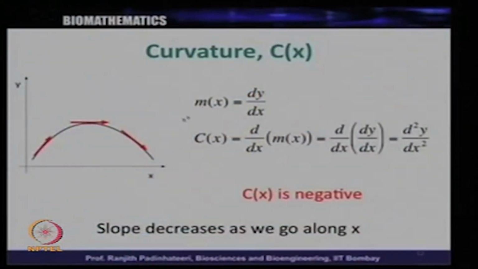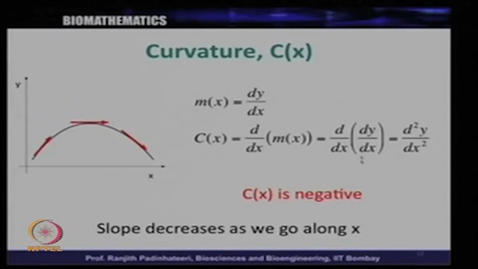So, we have dy by dx, which is the slope. The dy by dx is changing from a positive value to a negative value as we go along the x axis. As you can see, the slope itself is changing. So, what does it mean? The change in m, dm by dx. What does dm by dx mean? How does the slope change? dy by dx is how the y changes, and dm by dx is how the slope changes.